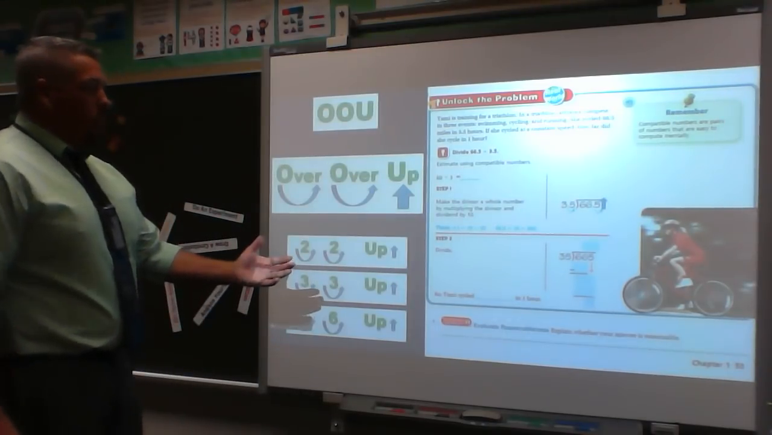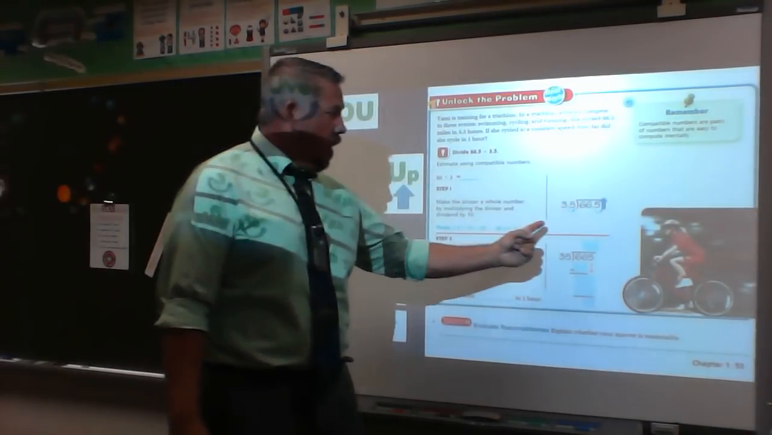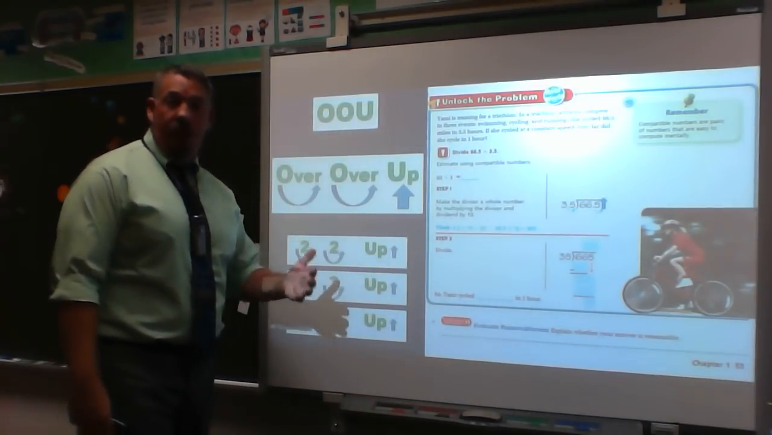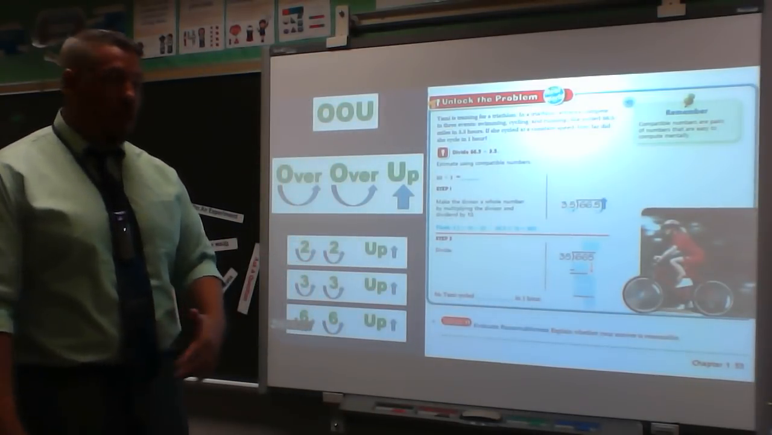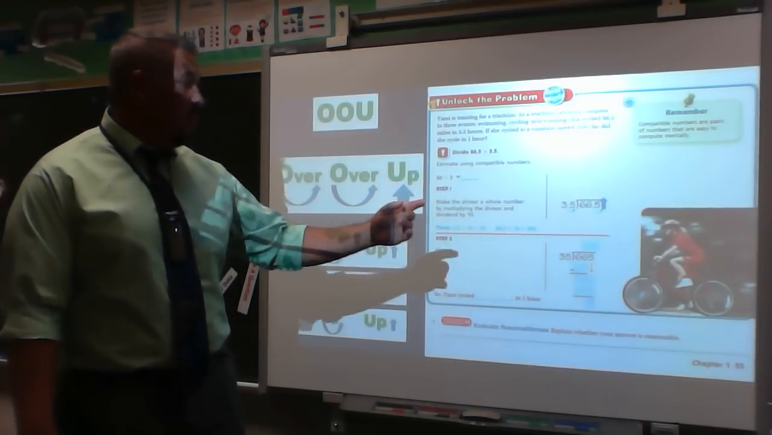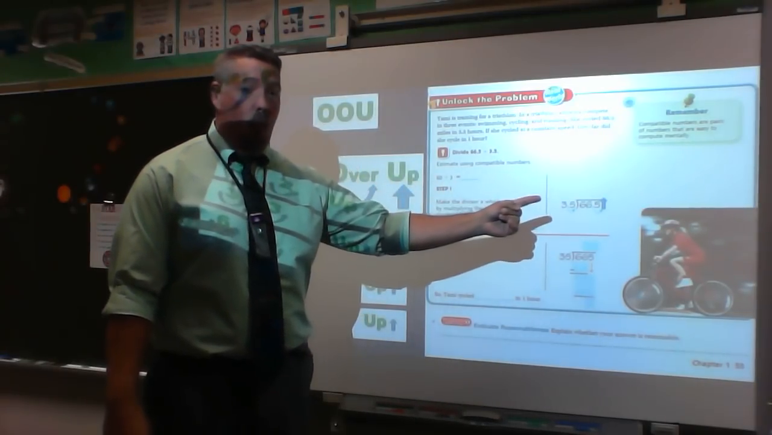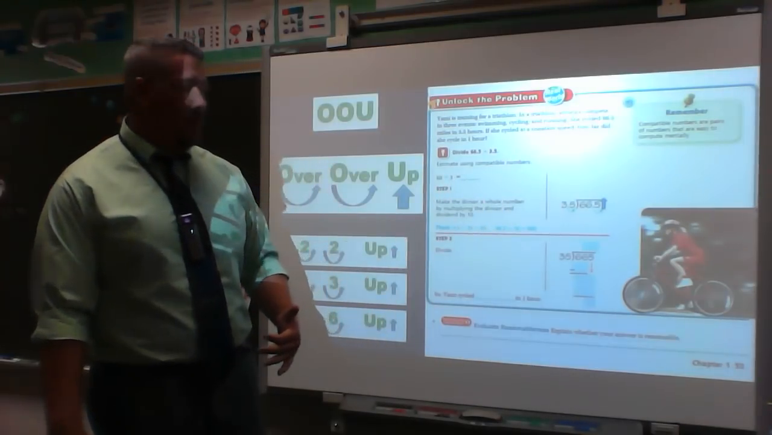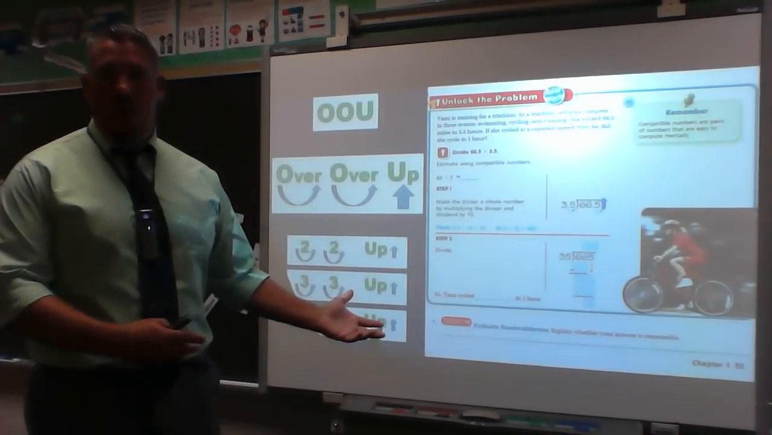So when I look at this math problem, I notice that they moved it 1 time on the outside, so my 3.5 became 35. If I moved it once on the outside, I move it once on the inside. So my 66.5 becomes 665. So then I just have a whole number divided by a whole number.